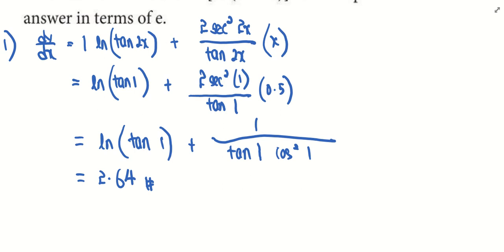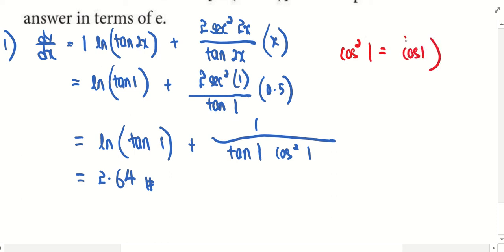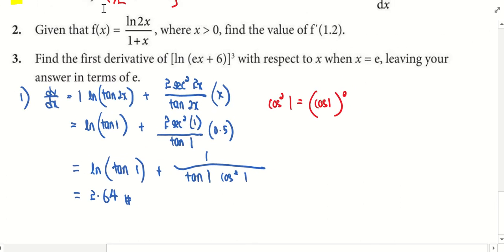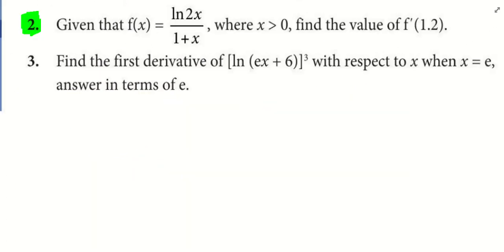Okay, take note, you can't press cosine square 1, remember? In the calculator, you can't do that. So you can press as cosine 1 bracket square. Okay, let's move on to question 2. Okay, I'm going to continue with question 2. Obviously, there's no other way I can simplify. I'll just have to use the quotient rule to find the first derivative.